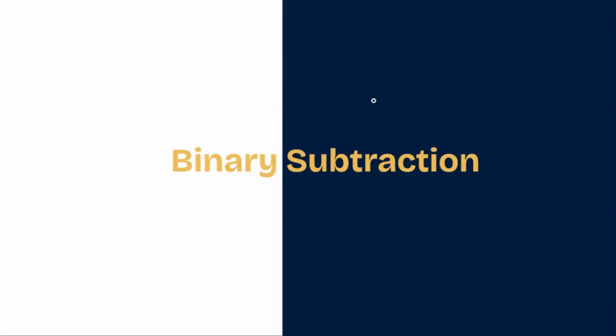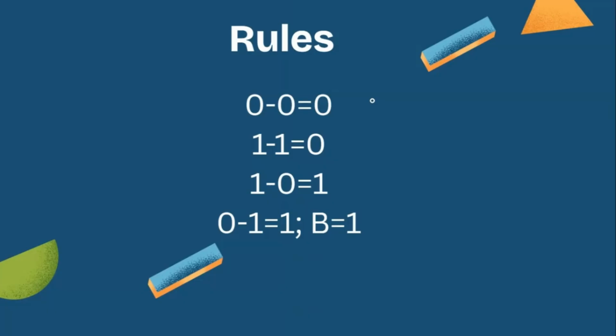Next, we have binary subtraction. These are the rules involved in binary subtraction. It is similar to decimal subtraction, where we have 0 minus 0 is equal to 0, 1 minus 1 is equal to 0, and 1 minus 0 is equal to 1. In binary subtraction, 0 minus 1 is equal to 1, which means the difference is 1 and the borrow is equal to 1. We always subtract a lower bit from a higher bit, that is 0 from 1, else a borrow is involved.